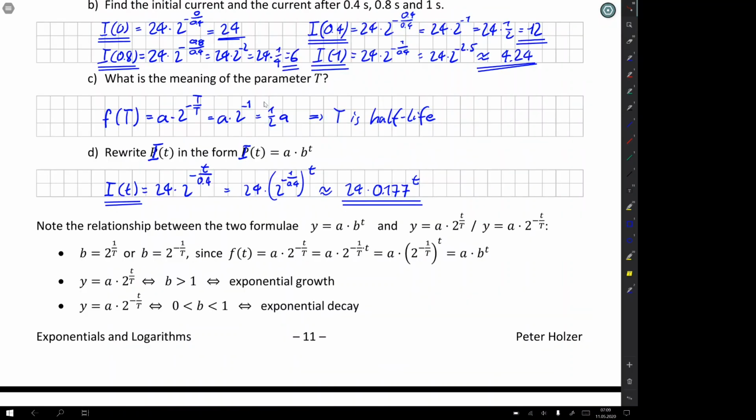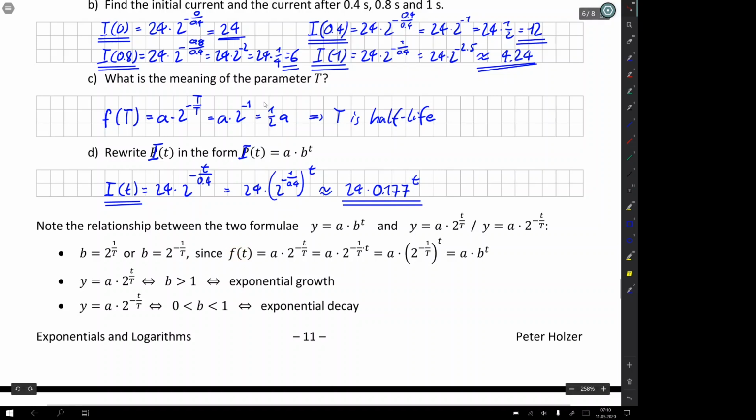To finish this section, let us look at the relationship between the two formulae: y equals a times b to the power of t, our standard form of the exponential growth and decay, and these other formulae, a times 2 to the power of t divided by capital T, or a times 2 to the power of minus t divided by capital T. And we see here that our exponential growth factor b corresponds just to 2 to the power of 1 divided by capital T, or in the case of a decay, 2 to the power of minus 1 divided by capital T. Why is this the case?